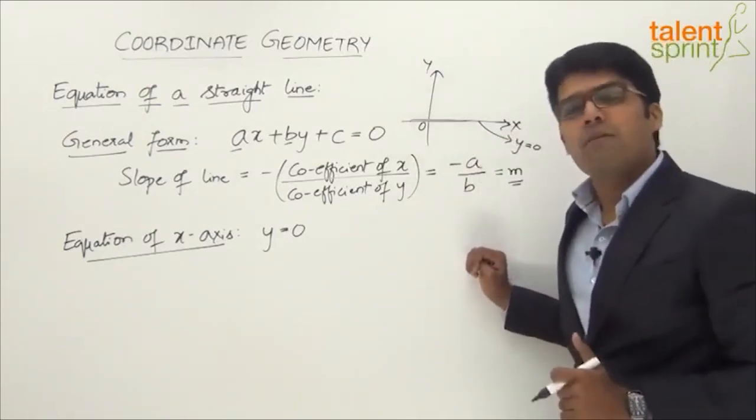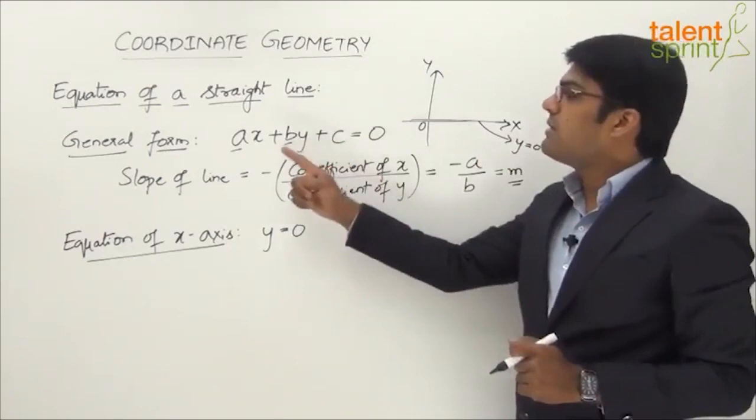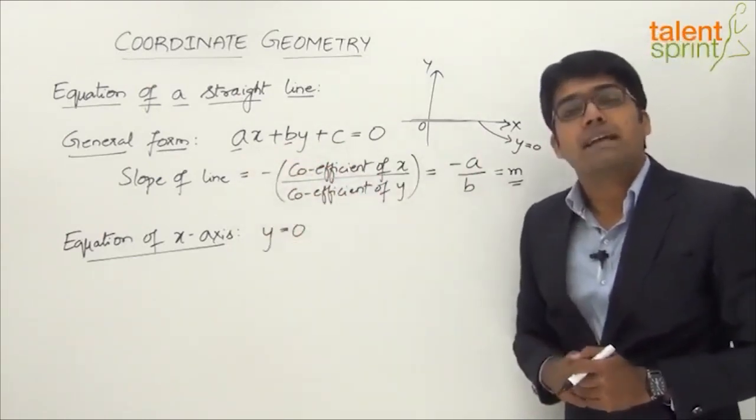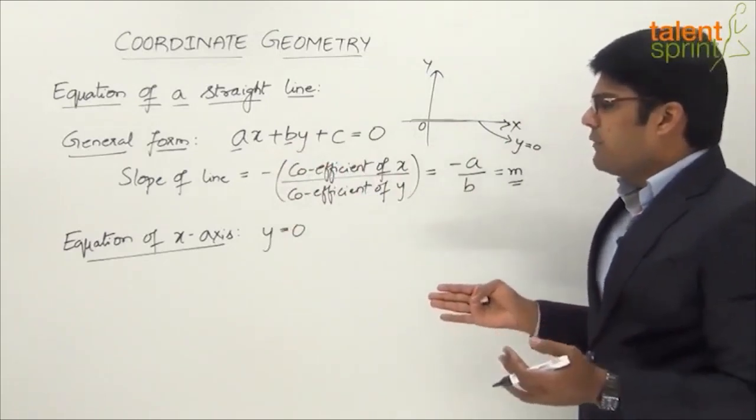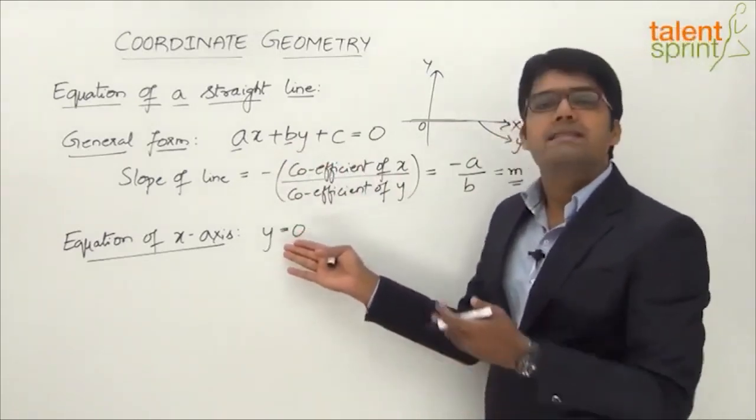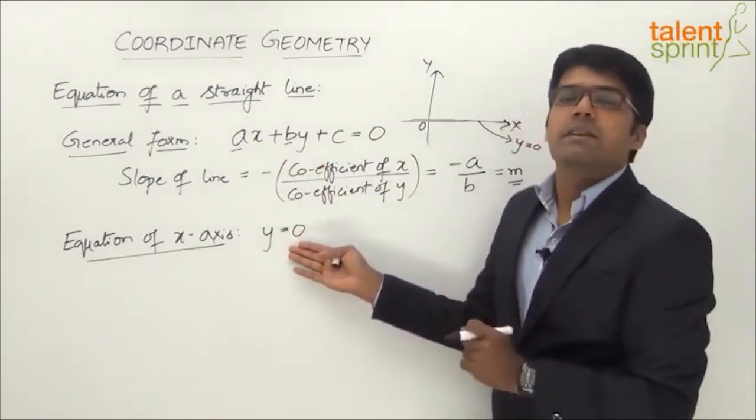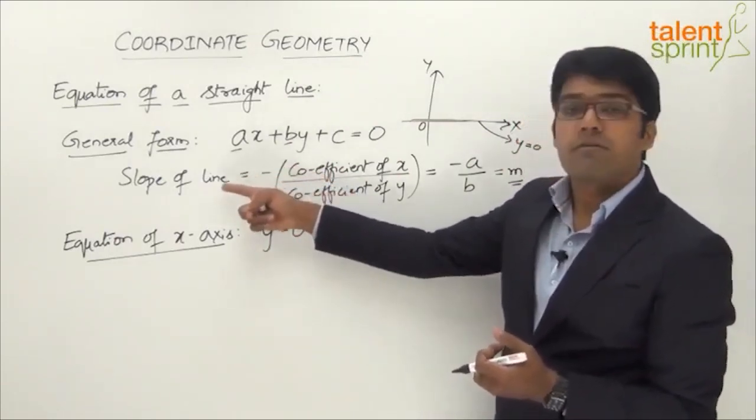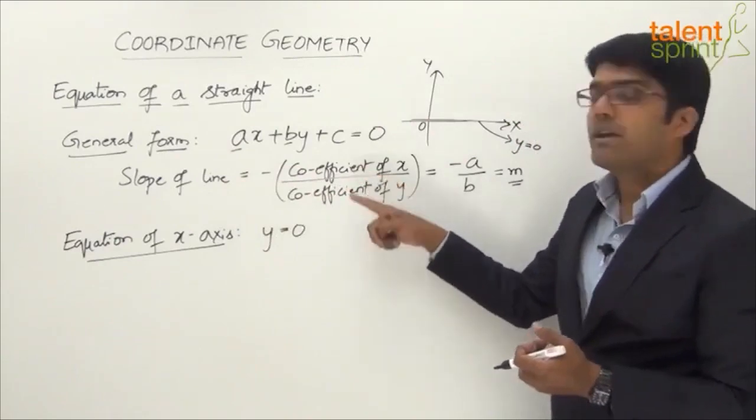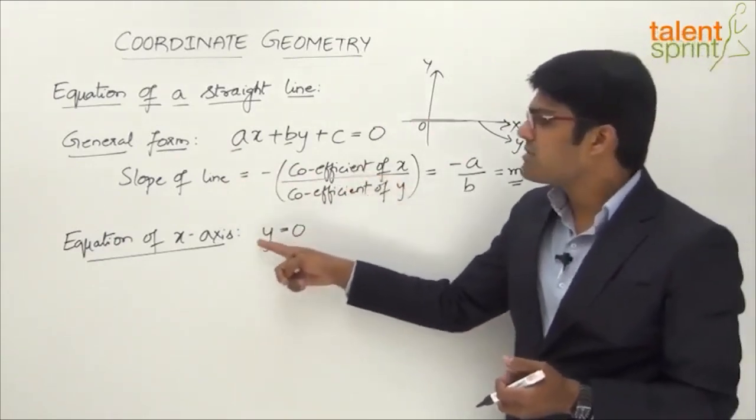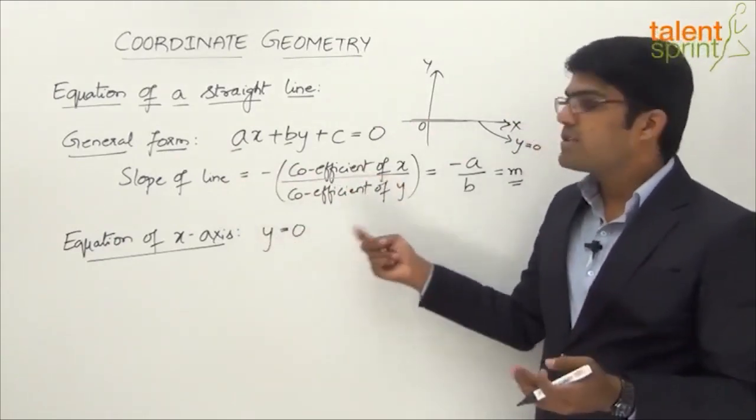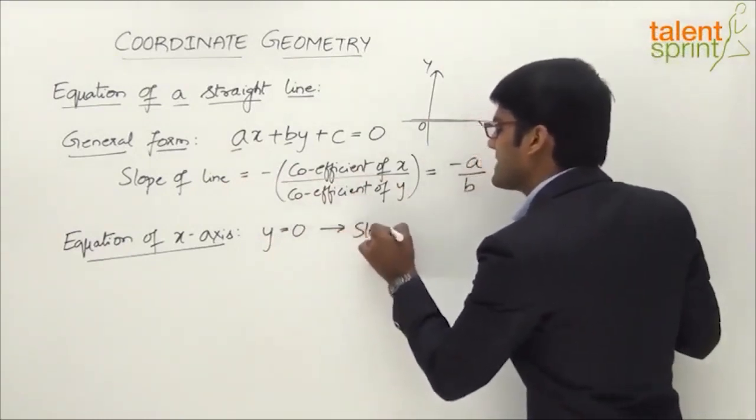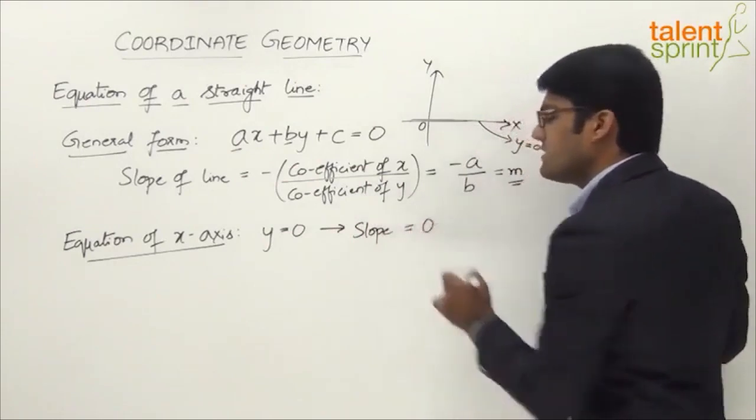So y equal to 0 gives us the equation of x-axis. What about the slope of x-axis? We know that in general form the slope is minus a by b. Now if you look at it, we have got no x variable at all. The slope of a line can be taken as minus coefficient of x by coefficient of y. What is the coefficient of x? 0. Hence the slope of x-axis can be taken as 0.